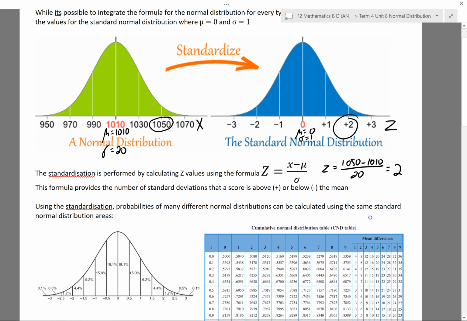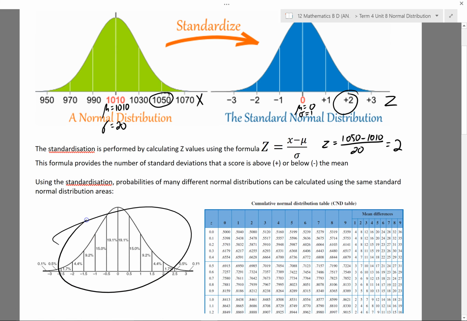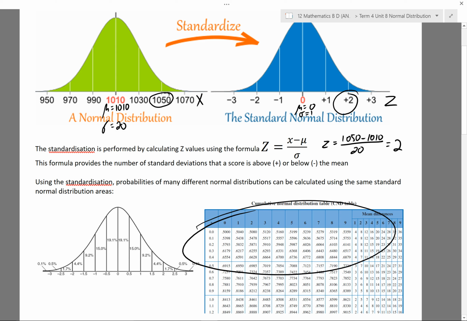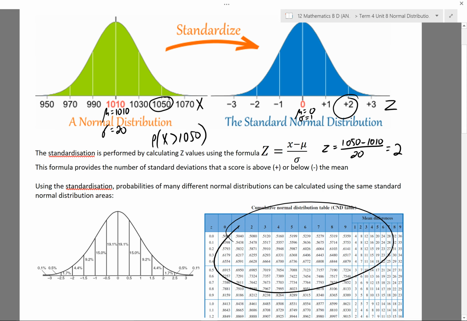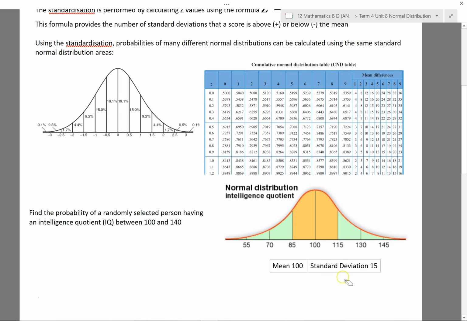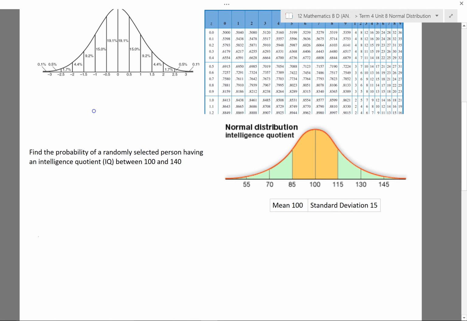And then we can use some of these graphs that we have around, or some of these tables that show us all these areas that we might be interested in. We might be interested in the probability of x being greater than 1050. I could look on this table once I've converted it to a z value and find what this area is. So that's the whole idea behind standardization.